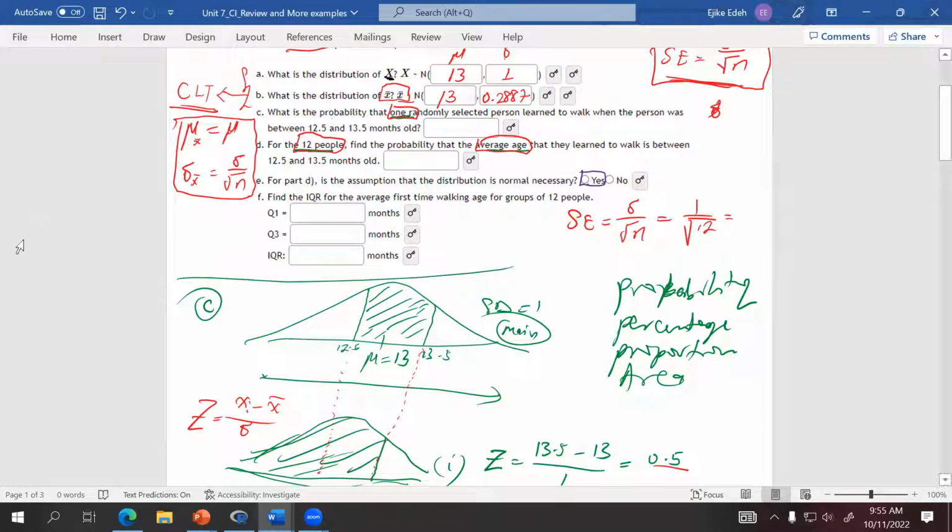Okay, all right, so let's go to the last one. It says find the IQ.